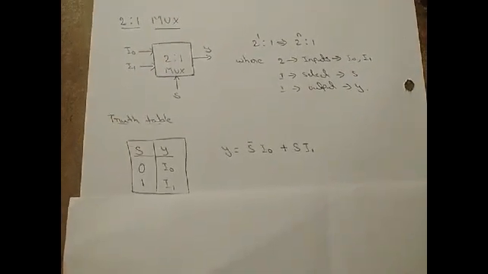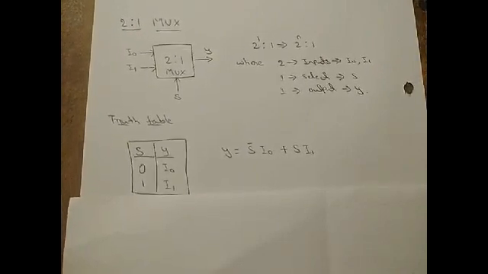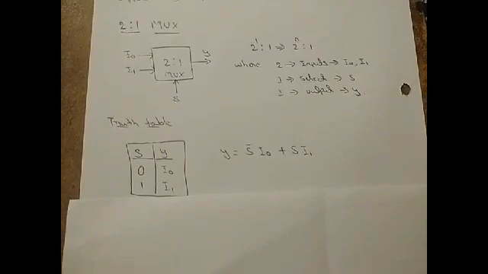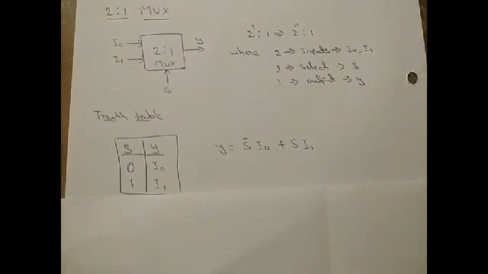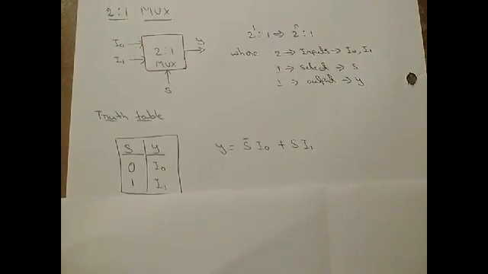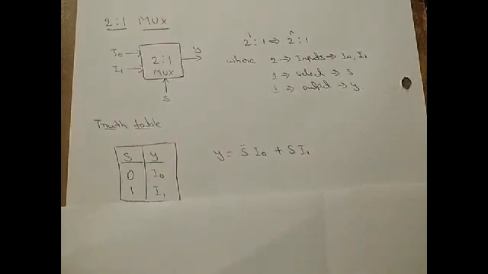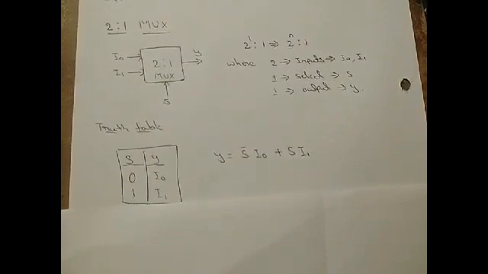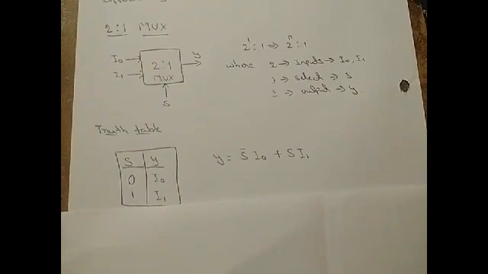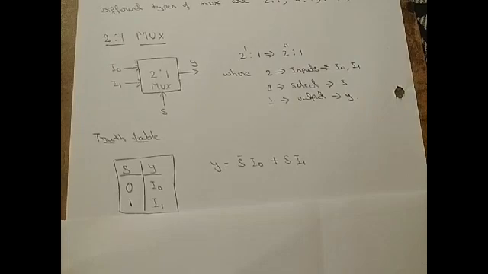This is the truth table, where S is your select line. Since there is only one select line, we have two combinations, 0 as well as 1. Now we'll cross check the output Y. When the select line is 0, obviously I0 will be selected, and when S is equal to 1, I1 will be selected. Whatever value I0 has, whether 0 or 1, we get that value at the output. If it is 0, you get 0, and if it is 1, you get 1.